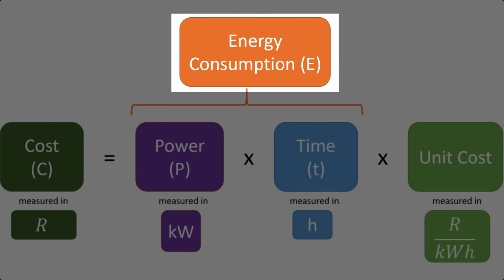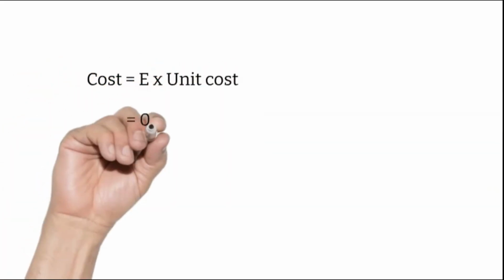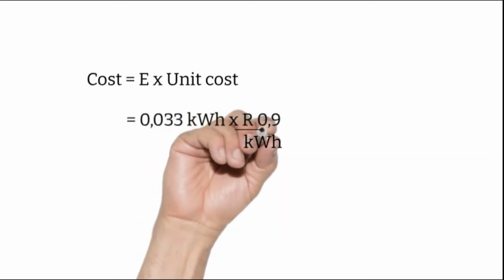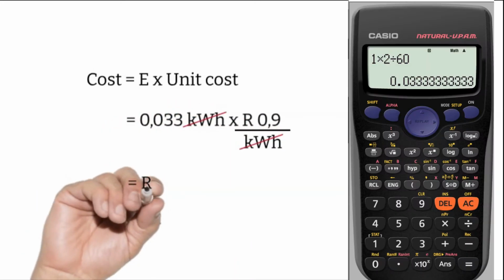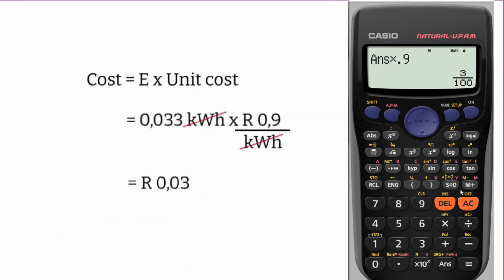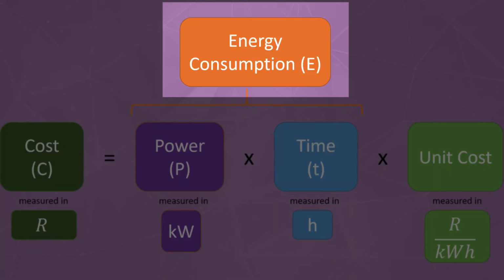Cost equals energy consumption in kilowatt hours times unit price of electricity in rands per kilowatt hour. So that equals 0.033 kilowatt hours times 0.9 rand per kilowatt hour. Notice how the energy unit kilowatt hour cancels out and we're left with a cost unit, rands. 0.033 times 0.9 equals 0.03 rands. 3 cents. So, in summary, we've seen that we pay for how much energy an electrical appliance converts from electrical into the form of energy that we need.